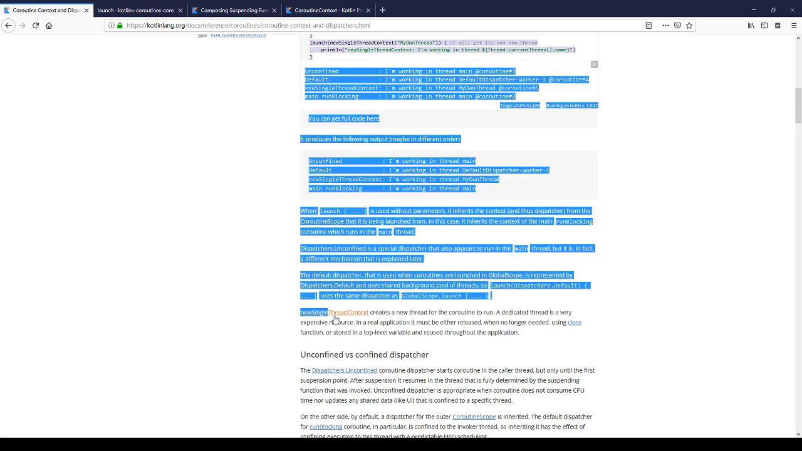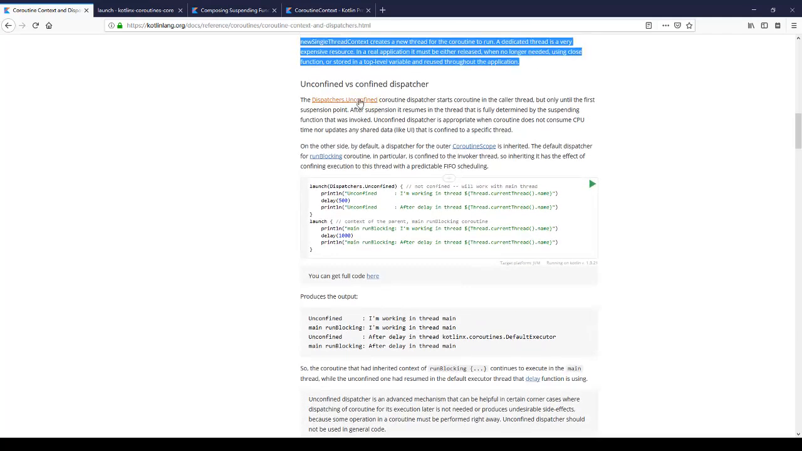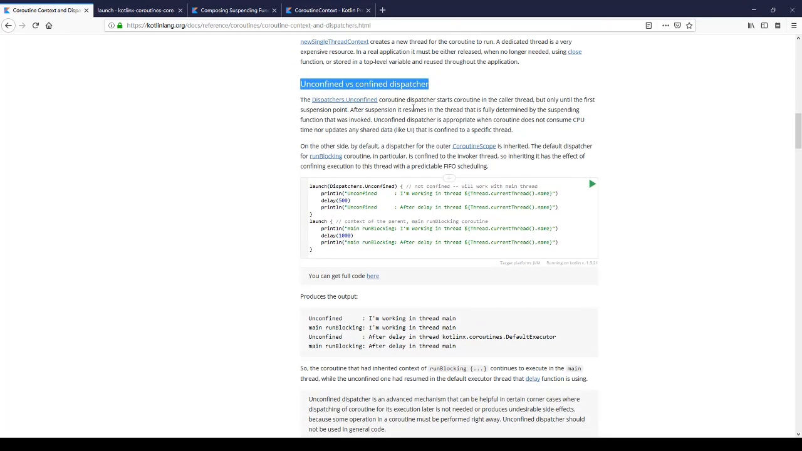So the last one, newSingleThreadContext. It creates a new thread for the coroutine to run. A dedicated thread is a very expensive resource in a real application. It must be either released when no longer needed using the close function, or stored in a top level variable and reused throughout the application. Makes sense.